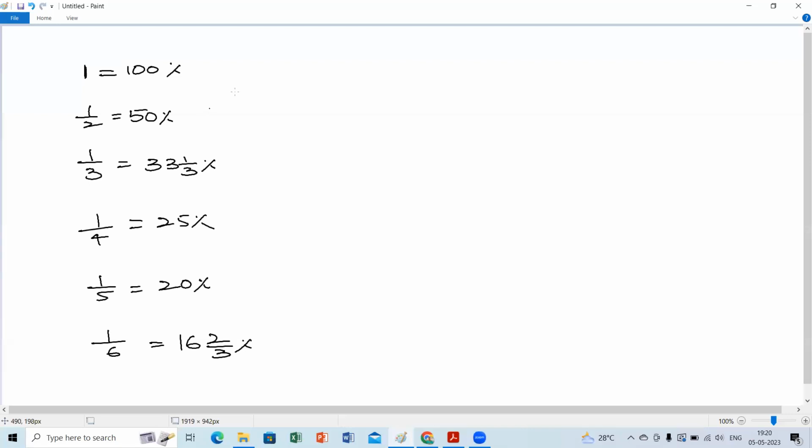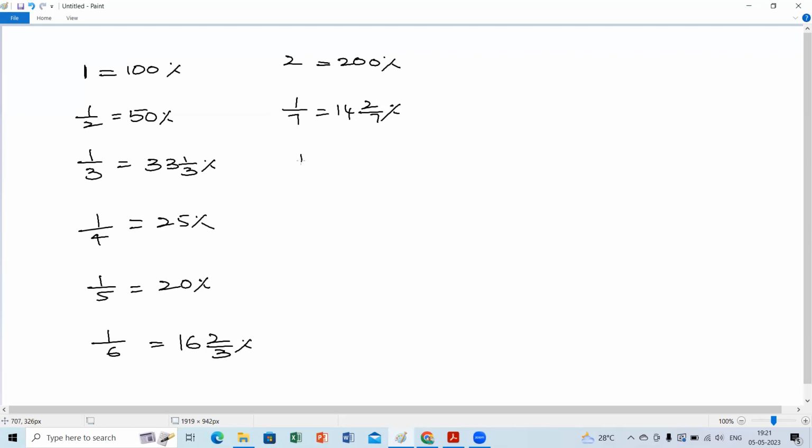This is about 100. Suppose 2 is nothing but 200%, right? So if I want 1 by 7, how are you supposed to calculate 1 by 7? 1 by 7 is 14 2 by 7%. You just see that part, children, how it is written: 14 2 by 7%.